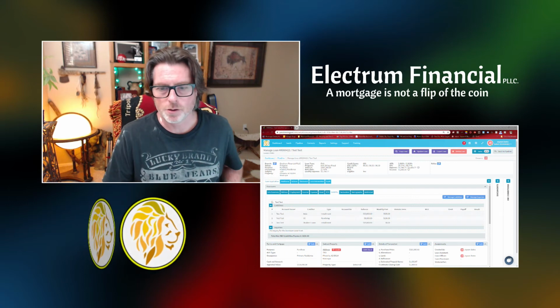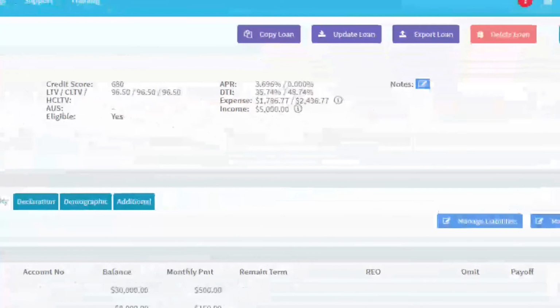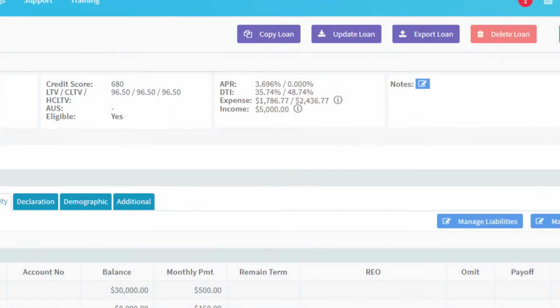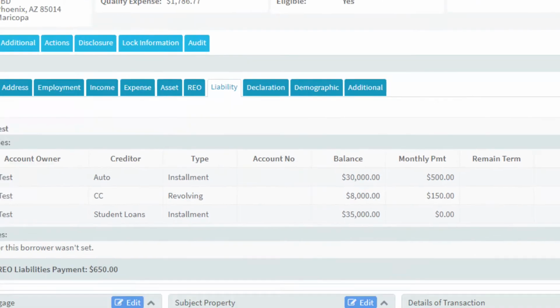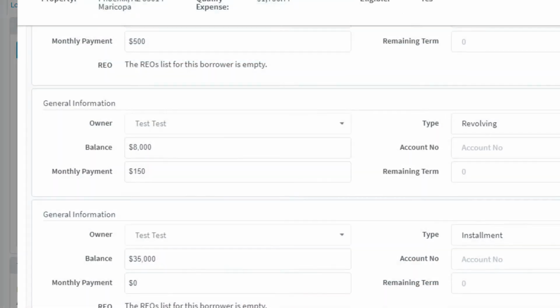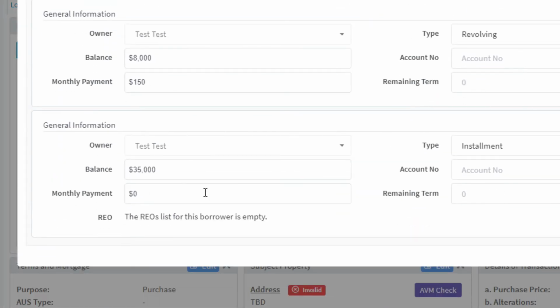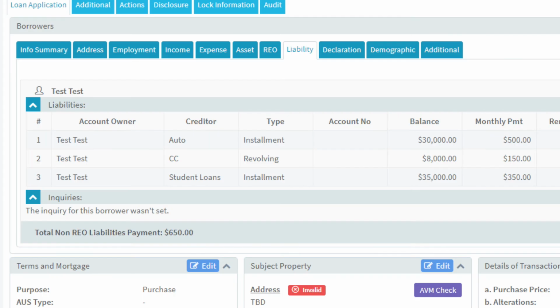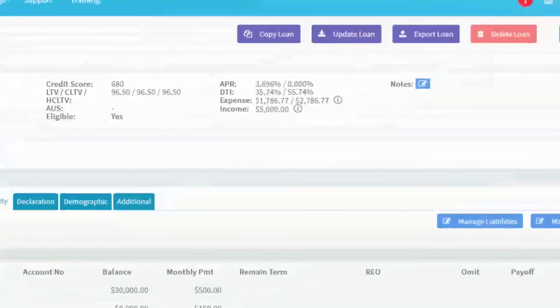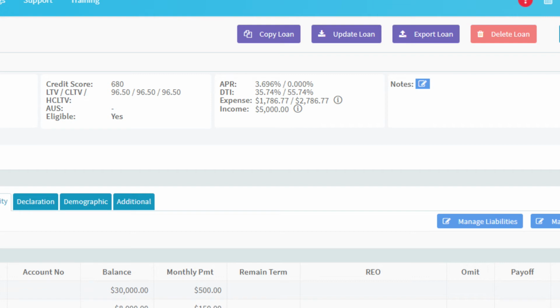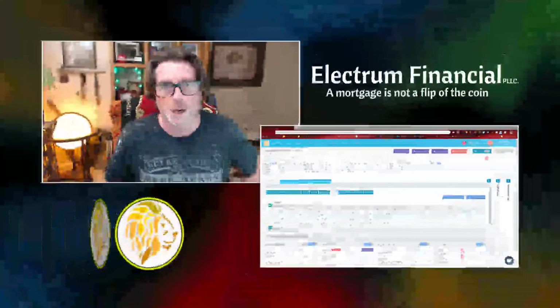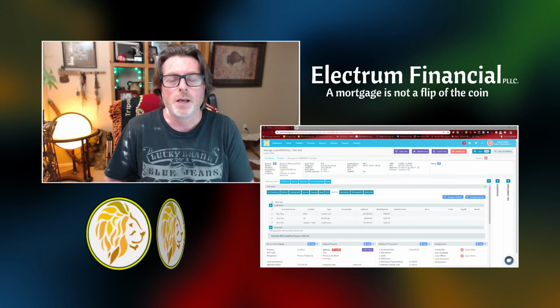So if we jump back into this here real quick, we notice that the back-end debt ratio with those debts is at 48%. So that's not paying any student loan. Now if we go down here and add in a student loan payment of 1%, okay, so $35,000 in student loans, but we have to add 1% as a payment to qualify you, right? So it's $350. Now that $350 brings your debt ratio up to 55.74, which is no bueno. That's not going to work. Over 55%, even on FHA, is not going to work.